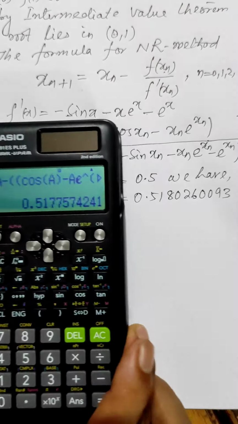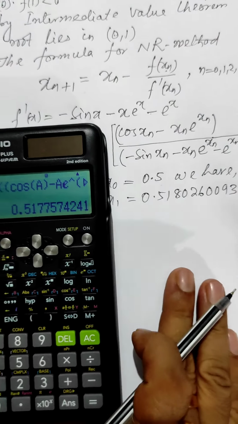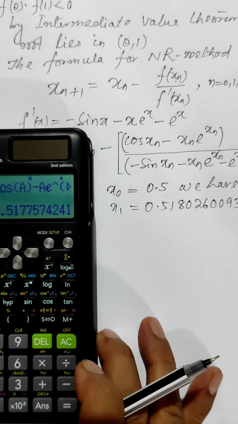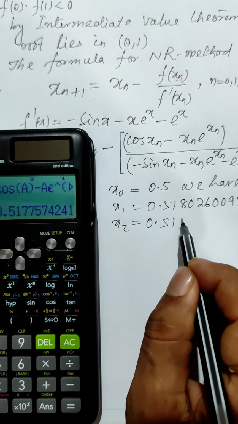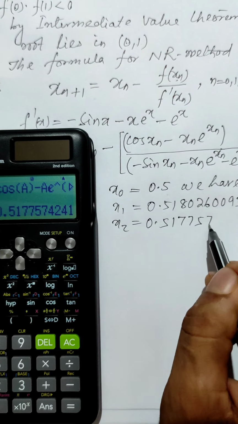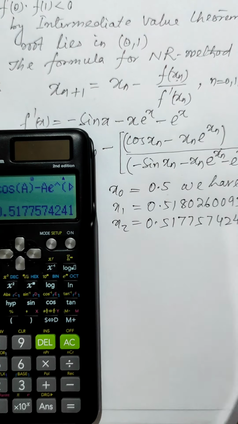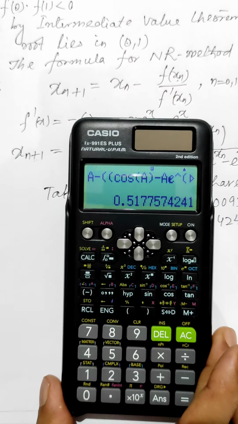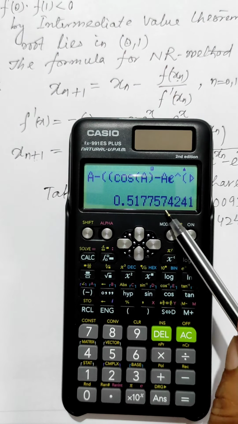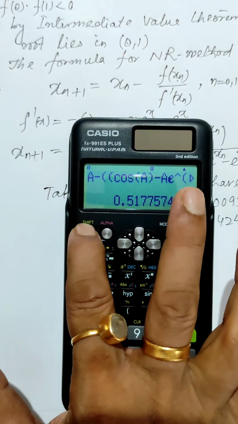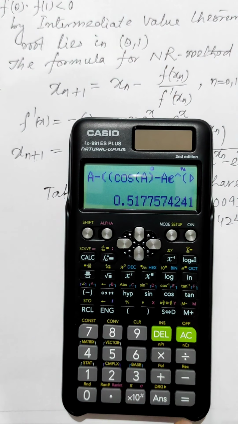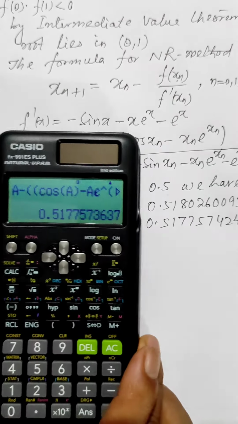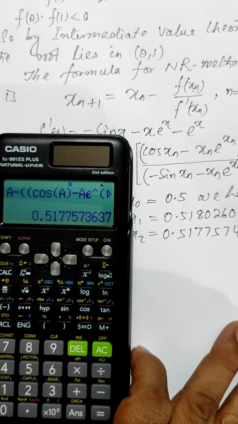So this is your x2. See here, I am writing x2. Here x2 is equal to how much? 0.5177574241. Now see here, again you have to store this value in A. Shift store A, upper cursor, is equal to. Now this is your next value, that means x3. This is your x3 value.